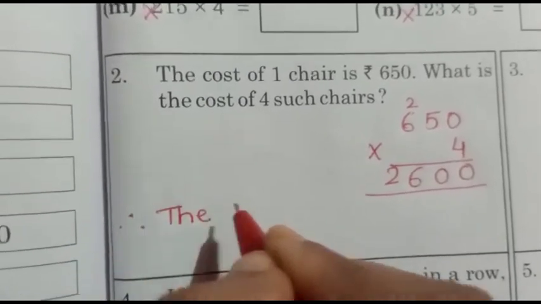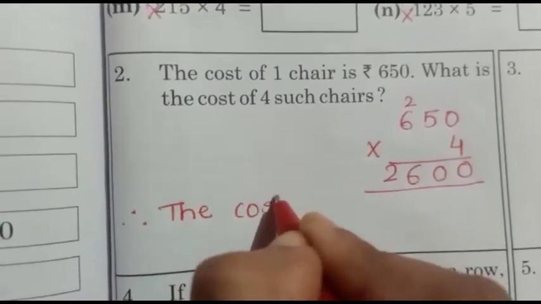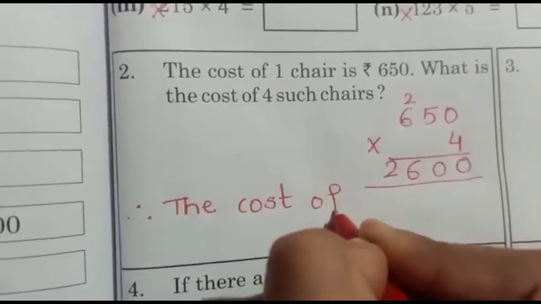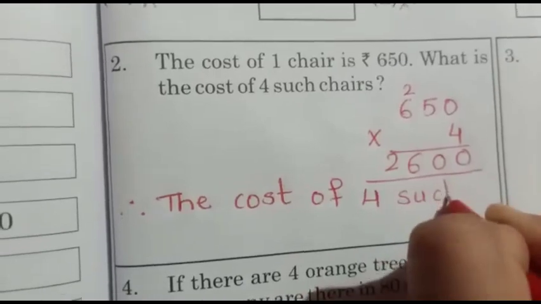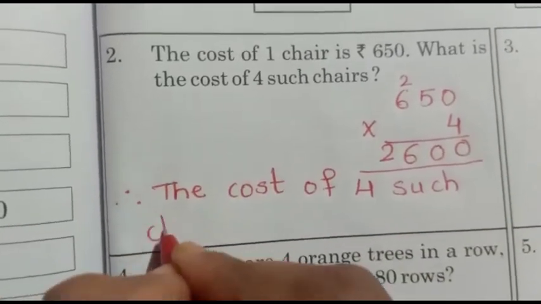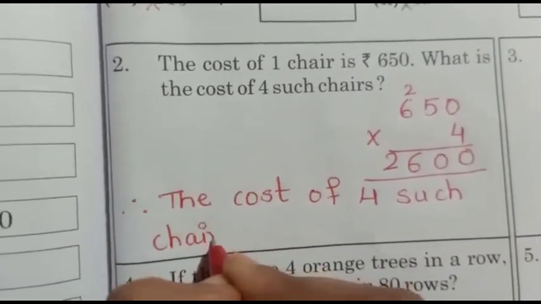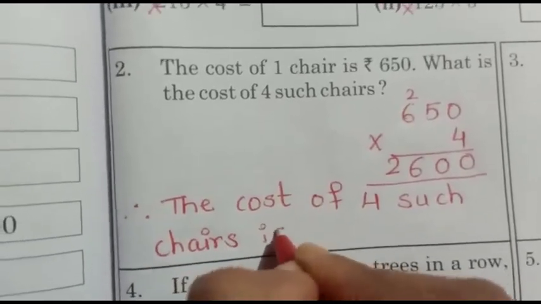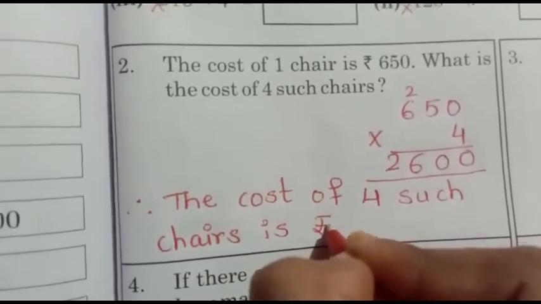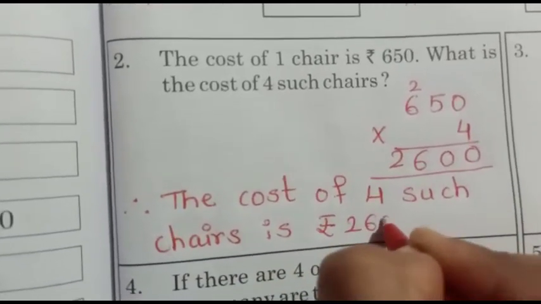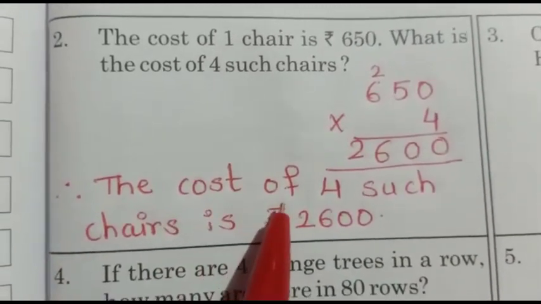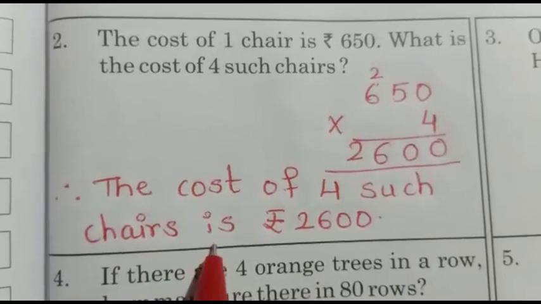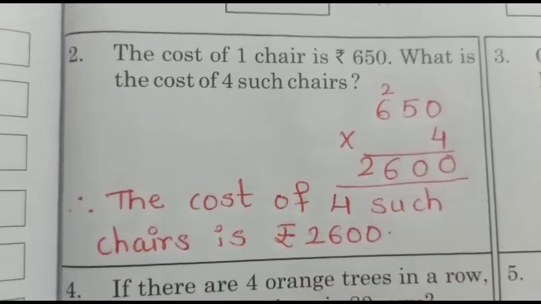Therefore you will write the last statement, that is: therefore, the cost of 4 such chairs is rupees 2600. Okay. The cost of 4 such chairs is rupees 2600.